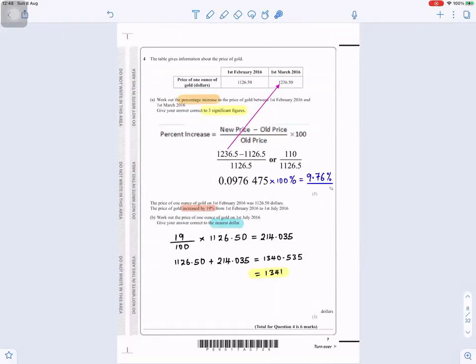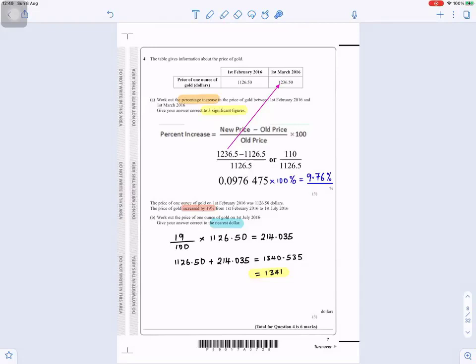Question number 4. The table gives information about the price of gold. Work out the percentage increase in the price of gold between 1st February 2016 and 1st March 2016. Give your answer correct to 3 significant figures. Percentage increase is given by the new price minus the old price, divided by the old price, times 100. You need to learn this formula. New price is 1,236.5. Old price 1,126.5. So (1,236.5 minus 1,126.5) divided by the old price times 100. That gives you 9.76%.